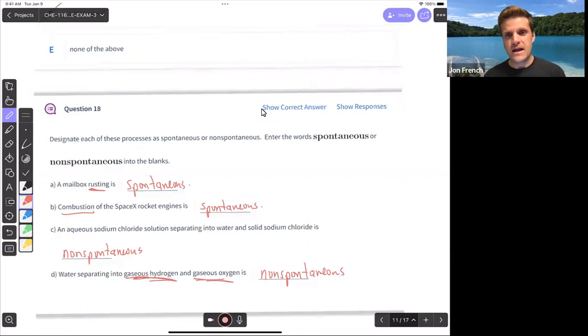So basically, if it happens, yeah, exactly. If you can see it, you know it's happened, it's because it's spontaneous. If you've never observed it happening, non-spontaneous. All right, we're going to take our next break there.